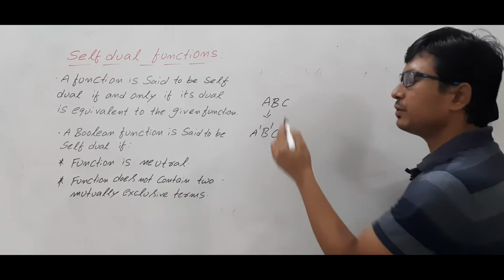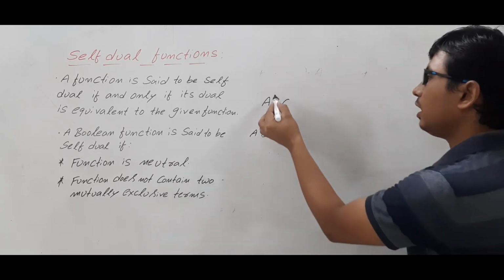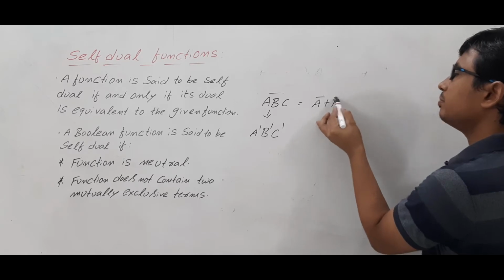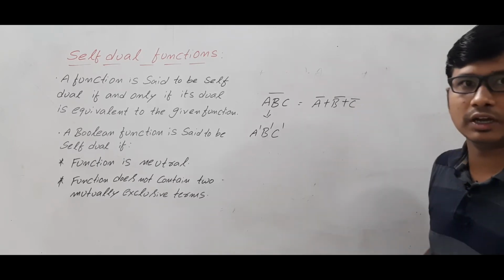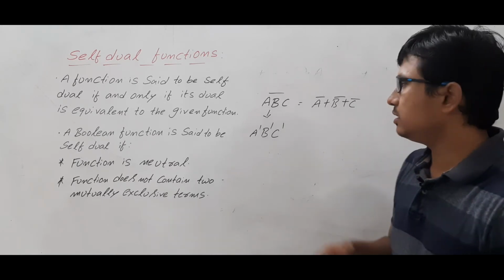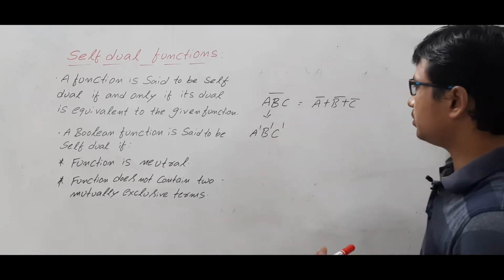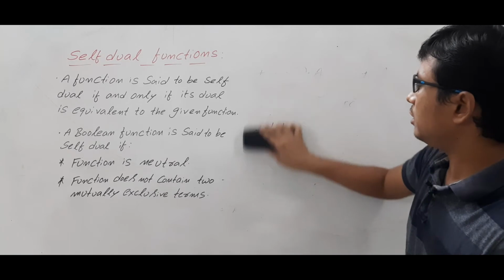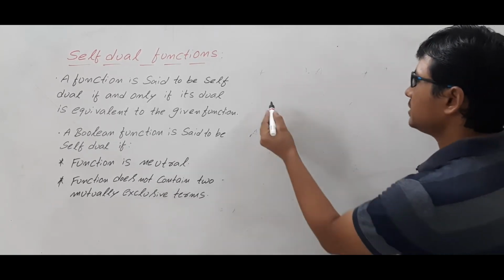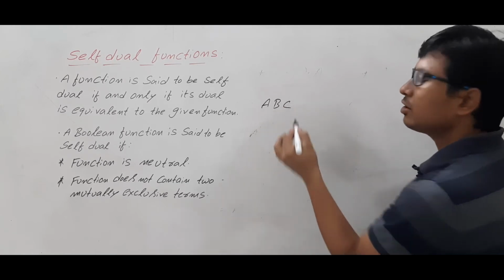Not the whole complement. You are not doing De Morgan's law. If you do the whole complement, it will be A complement or B complement or C complement. That we are not doing. Each variable's complement you will calculate, not the operator. Are you able to understand? Mutual exclusive, a lot of people will confuse with this one.